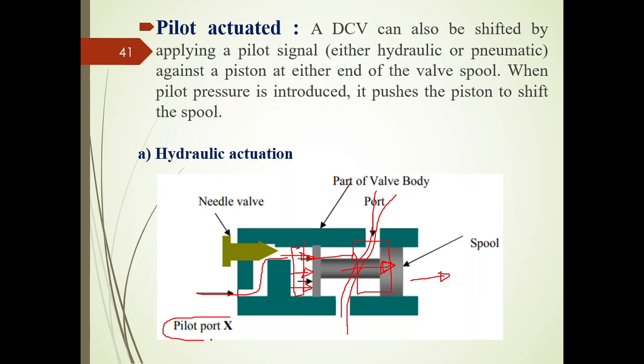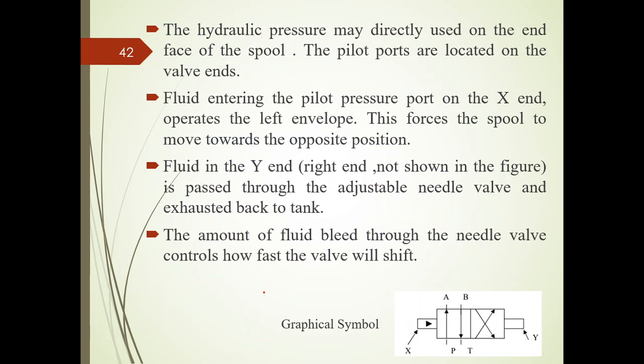So unless you operate the pilot signal or the hydraulic pressure here with the help of this port, there will not be any movement of this spool. And this needle valve we are using in order to control how much fluid will be circulated through this channel, right? So how fast you are going to actuate this pilot signal can be controlled with the help of that needle valve, right?